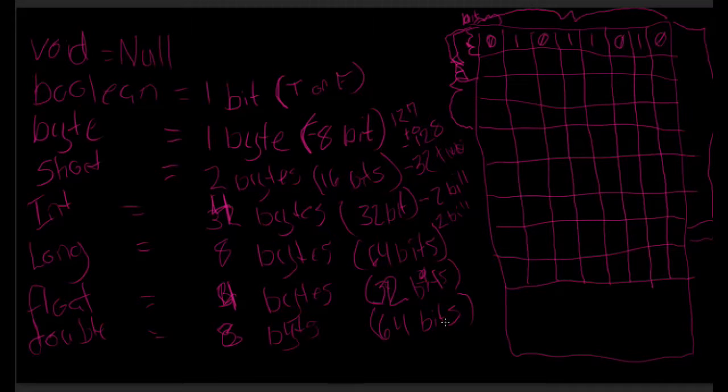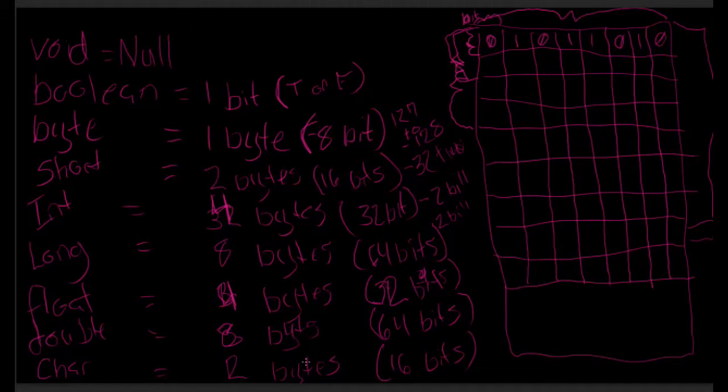Then the last one you might think isn't necessarily an integer type number, but it actually is. It's called a char. And this is a single character. And this takes up 2 bytes, and 16 bits. So these are your 8 types of primitive data types, 1, 2, 3, 4, 5, 6, 7, 8.